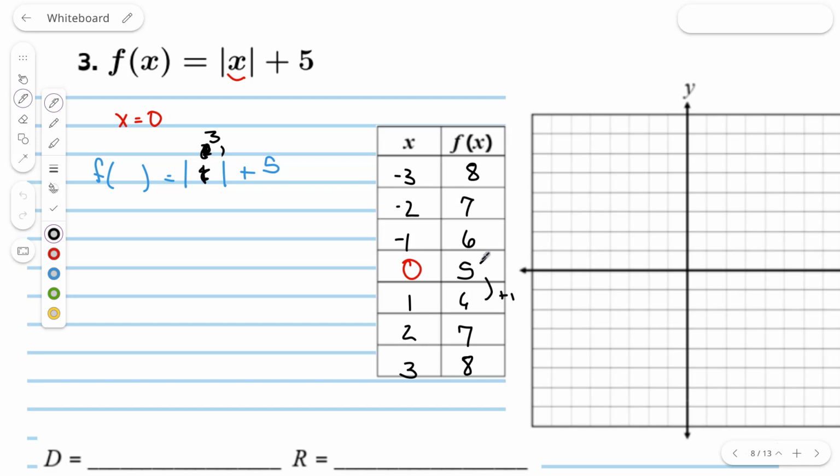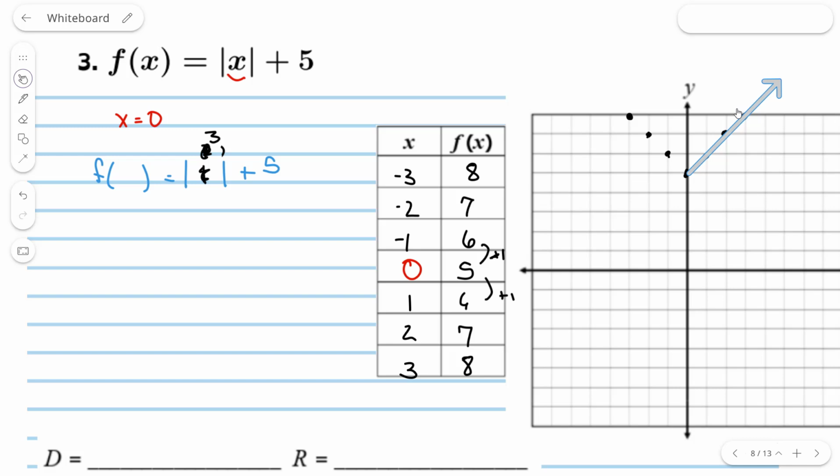We increase by 1 here, we would increase by 1, or decrease by 1 if you're thinking about going from left to right. So I went back to negative 3, and I go all the way up to 8. Negative 2, I'm going all the way up to 7. Negative 1, 6. 0, 5. 1, 6. 2, 7. 3, 8. And so I'm going to go ahead and draw in my line.